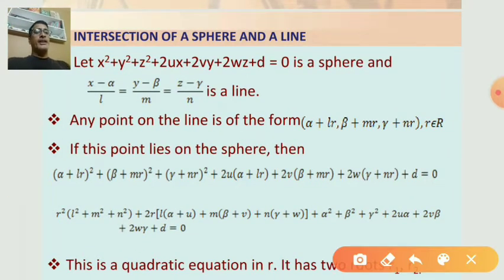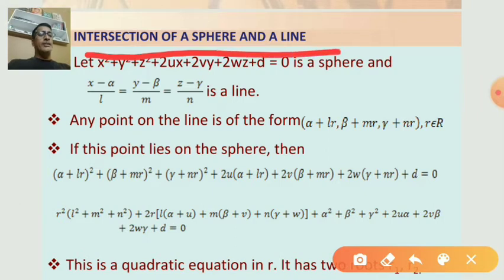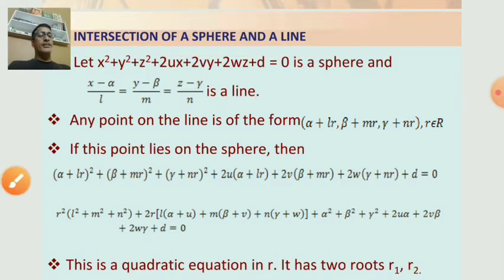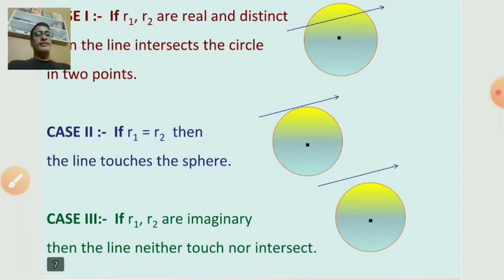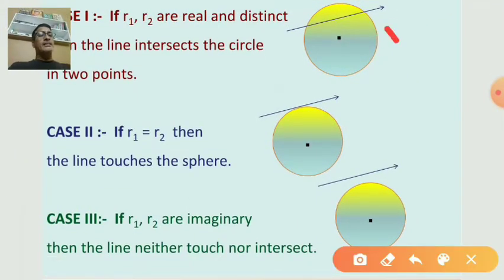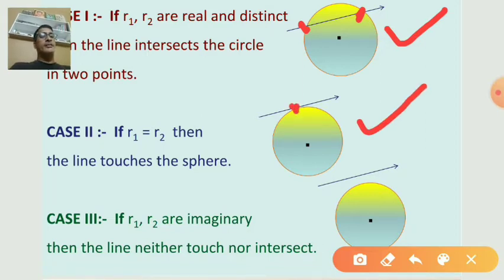Intersection of a sphere and a line. If you take a line and a sphere, three cases arise as shown in the figure. See this. A line intersects the sphere in two different points like this. This is one case. And the second case, a line just touches the sphere, then the common point is a single point. This is the only intersecting point. Only one point is the point of intersection of the sphere with the line.